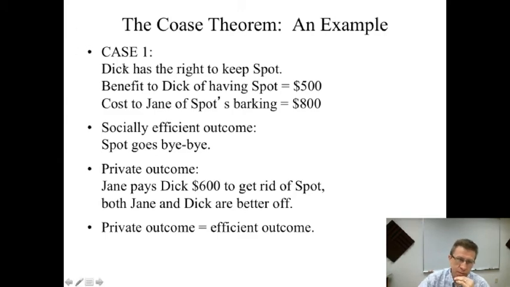One of the key points here is the property rights need to be clearly defined ahead of time. So say here, the dog owner, Dick, had the property rights to keep the dog. You might wonder, how would this happen if the barking is damaging Jane? Well, maybe Dick is the one who owns this apartment, and Jane is the renter, right? Then the person who owns it really has the property rights to keep the dog. But it doesn't mean they can't reach a private agreement where you'd get rid of the dog anyway, and here both sides are better off. Private outcome, and it's an efficient outcome.